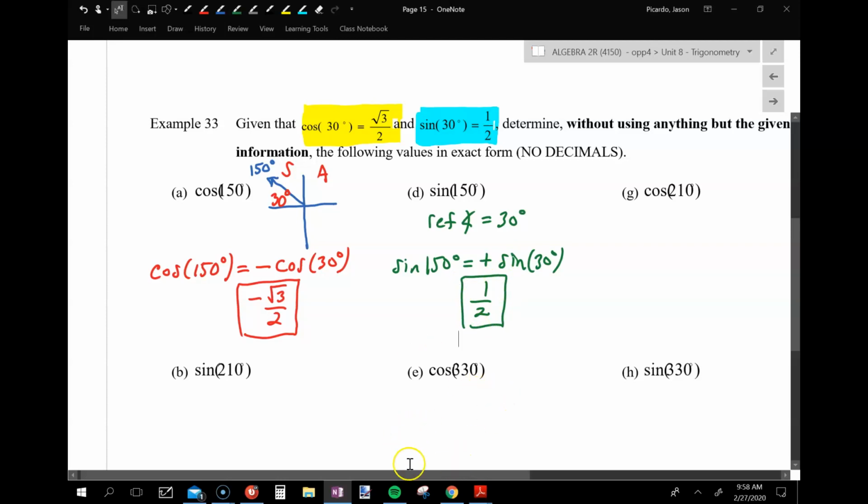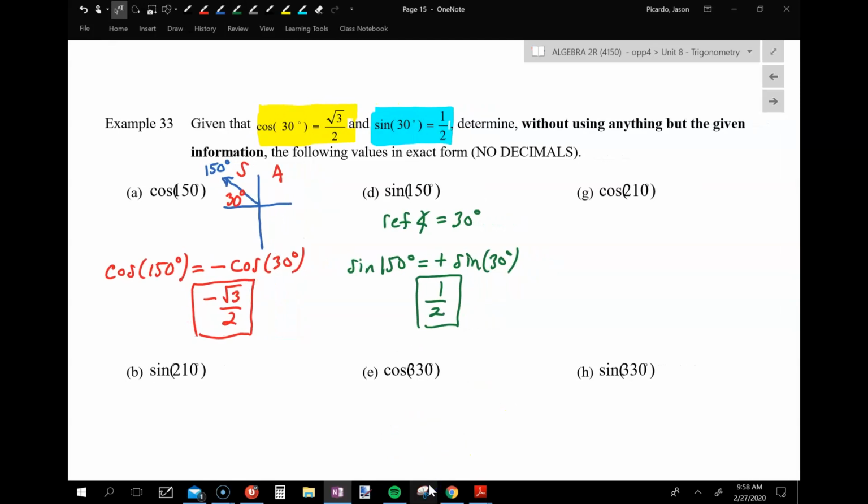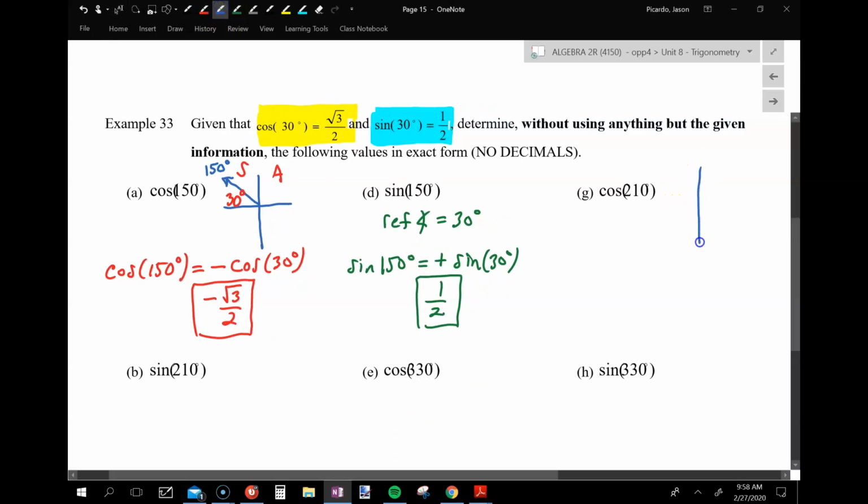Cosine of 210. Okay, so let's create a quick sketch just so we know if we're in the right spot or not. 210 puts me into which quadrant? Quadrant number 3, right? All students take classes. Okay, so which quadrant am I in? Quadrant 3, right? Quick question, what is my reference angle? If I'm at 210, do I want to go to 360 or back to 180? Back to 180, how far is it? 30 degrees. So I have a reference angle equal to 30 degrees.